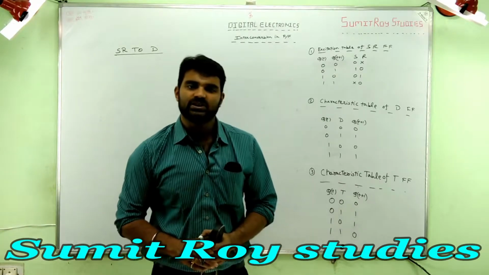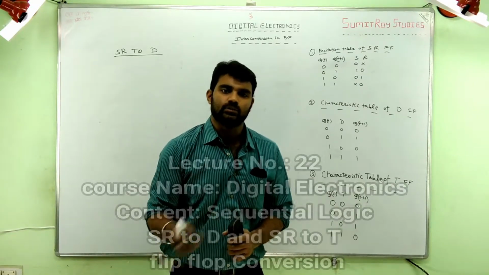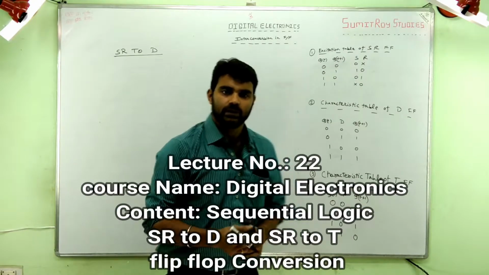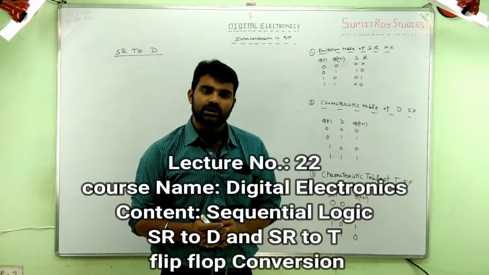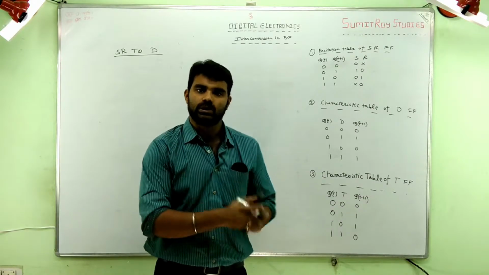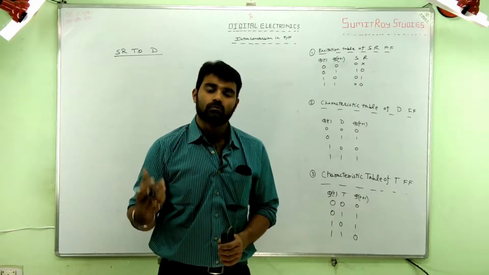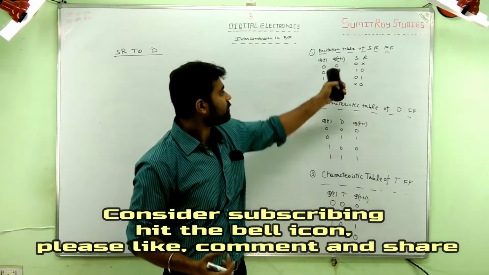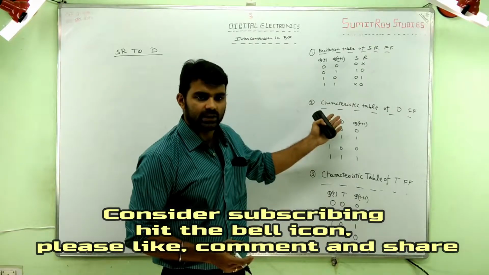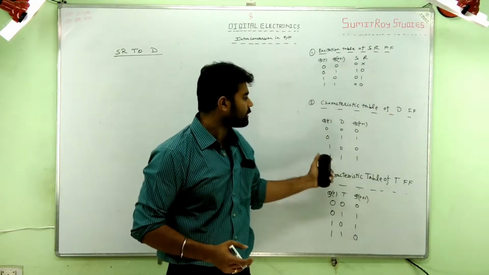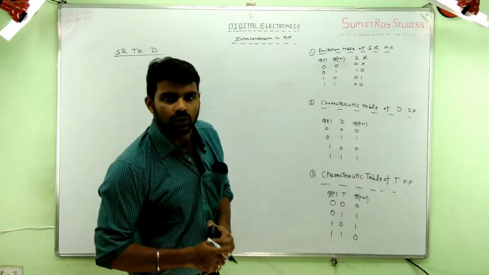This is Sumit Roy and we'll study the interconversion, the next part, that is from SR to D and SR to T. Both the flip-flop interconversions we'll see in this part. As we have already seen in the previous lecture, from the given flip-flop to the required flip-flop, what we require for the given flip-flop is the excitation part. So I've already written the excitation table of the SR flip-flop, and the characteristic table of the D flip-flop, and similarly for the T flip-flop. So let us start with the interconversion.